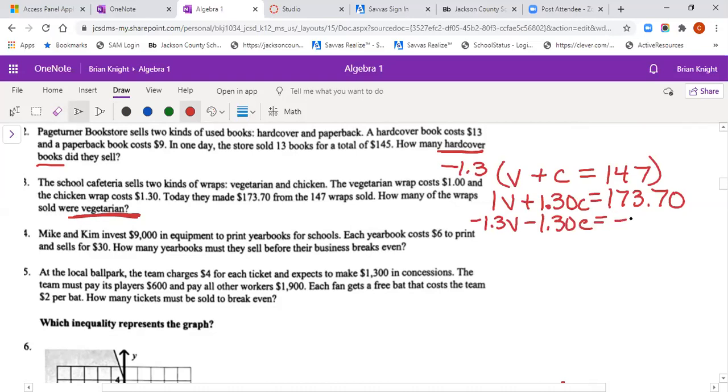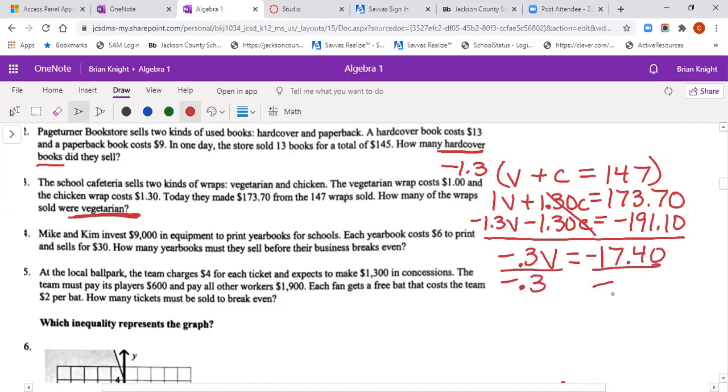191.1. Negative 191.1. All right. The C's cancel. I'm left with negative 0.3V equals negative 17.4. And we divide that by negative 0.3. And all these decimals are making me crazy. But what's our final answer? 58. That's better.